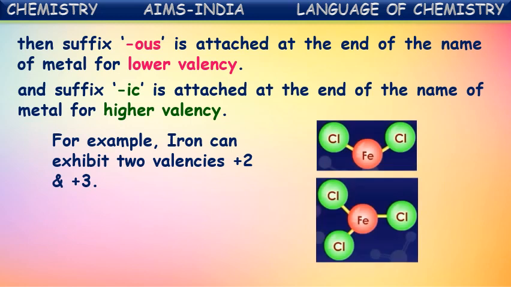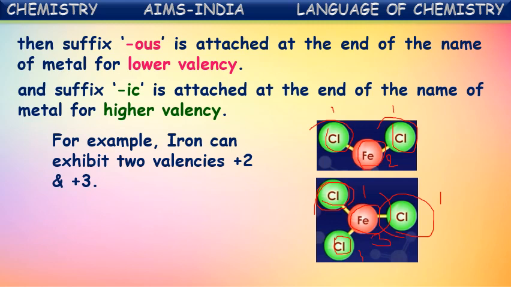I'll take one example, that is FeCl2 and FeCl3. Here iron is combining with two chlorine atoms. Here iron is combining with three chlorine atoms, isn't it? As here iron is combining with two chlorine atoms, each chlorine is 1, so iron's valency is 2 here. Whereas here, iron is combining with three chlorines. Each chlorine's valency is 1, then this iron's valency is 3.